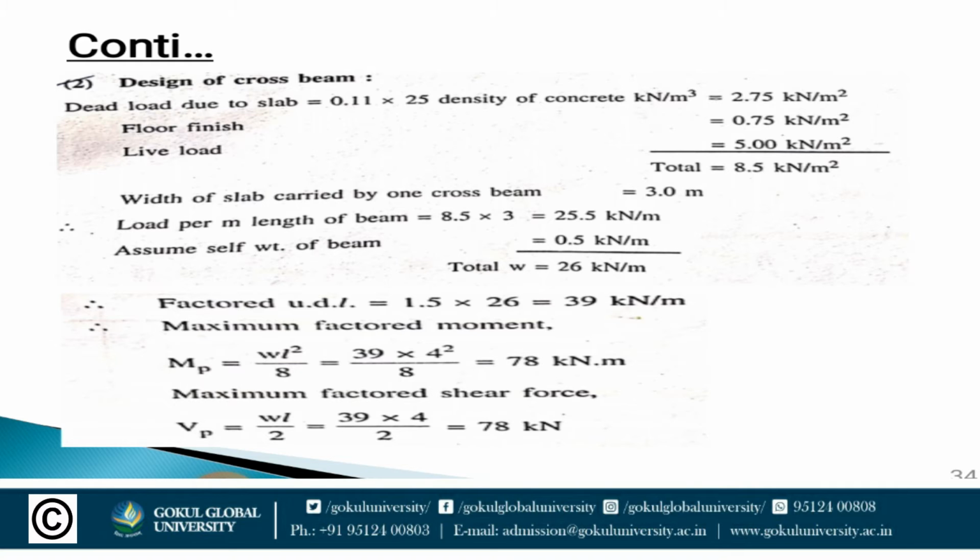After finding the total weights, we have to always make the factored. So factored UDL is equal to 1.5 multiplied with the 26, it is 39 kilonewton per meter. This gives the factored load 39 kilonewton per meter, it is our UDL force. After that we have to identify the maximum moment and maximum shear force. So maximum factored moment is equal to WL square by 8 and maximum shear force we have the equation WL by 2. So we get two answers.